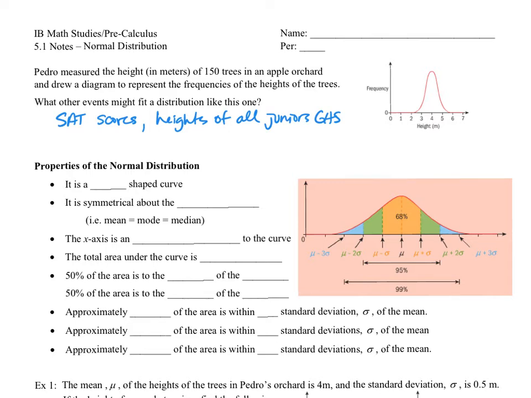Or maybe the lifespan of some electronic, like a light bulb. Some light bulbs might last a really long time. Some might last a really short time, but the majority of them are going to fall somewhere in the middle in their lifespans. So you could probably think of some other examples of events whose data would take on a normal distribution. Let's go ahead now and take a look at the properties of a normal distribution.